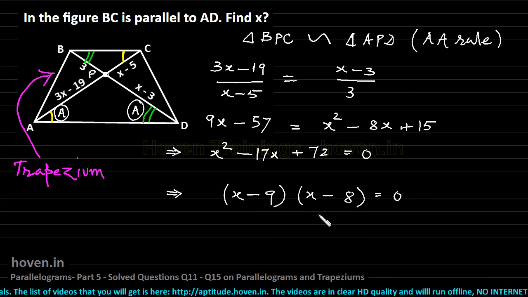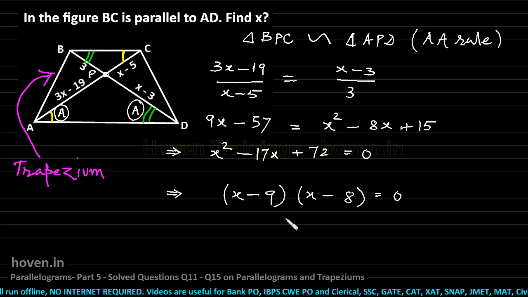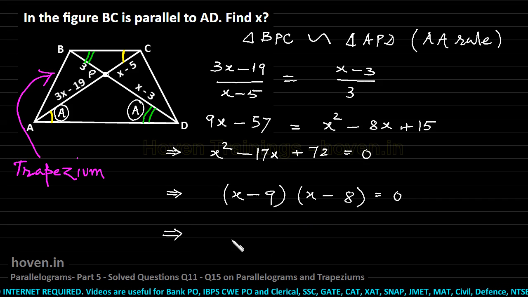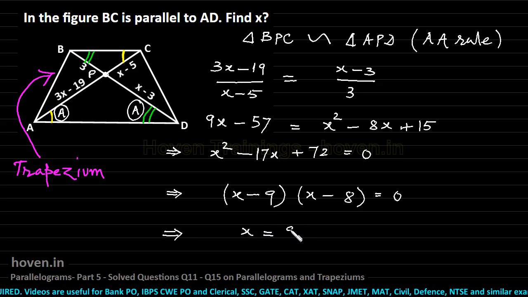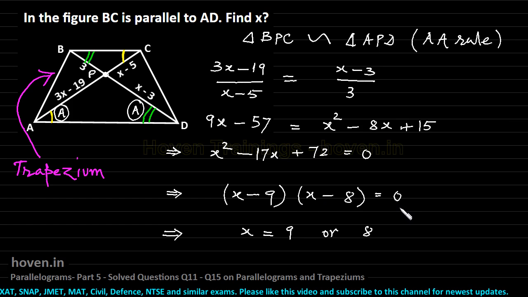I am not going into the basic steps of a quadratic equation. You can on your rough side see that these steps are indeed correct. So when I factorize this quadratic into this, I have done the detailed solution of quadratic equations in my videos, so you can refer to those also, which implies x can have a value of 9 or 8. Because x equal to 9 will make it 0 and the equation will become correct. x equal to 8 will also make it 0. So this equation will be correct.